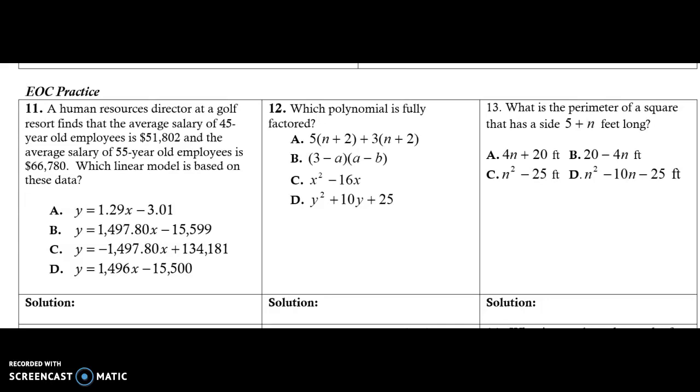Looking at number 13, it's asking for the perimeter of a square. So if we have a square and one side is 5 plus n, we know that because it's a square, all sides are going to be 5 plus n. And it wants to know the perimeter, so we need to add all 4 of these up. A simple way, instead of adding 5 plus n, is to multiply 5 plus n by 4. And when we do that, we get 20 plus 4n. So looking at our answer choices, this one right here, the 4n plus 20, is going to be our correct answer.